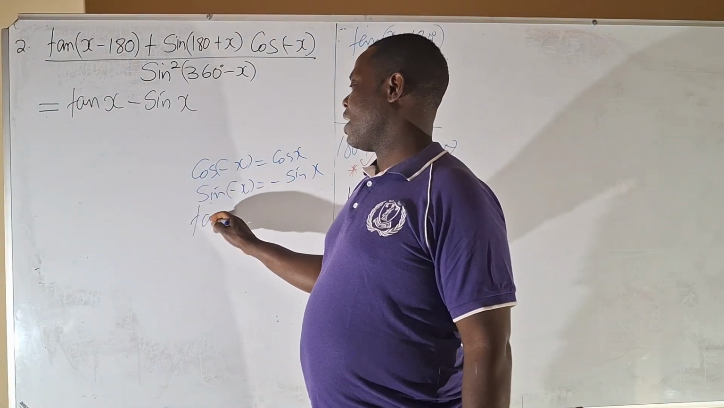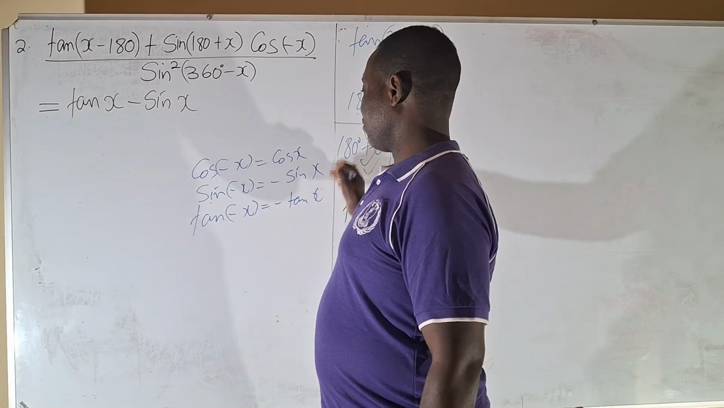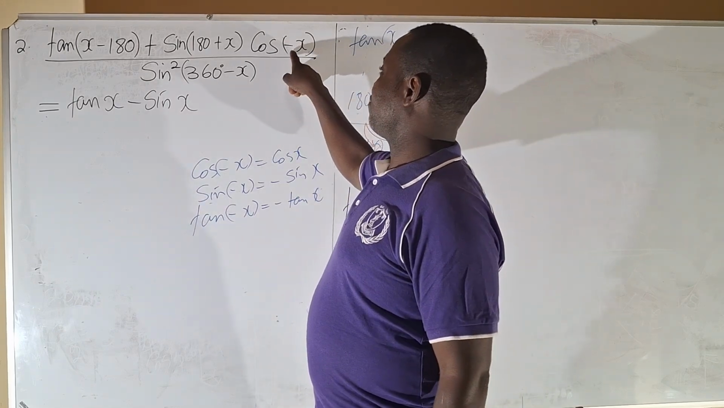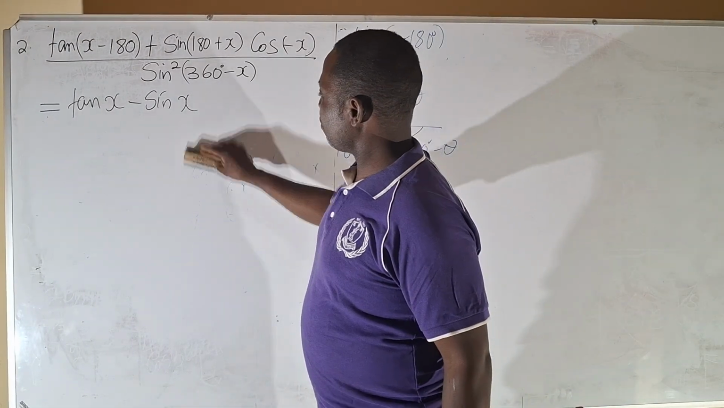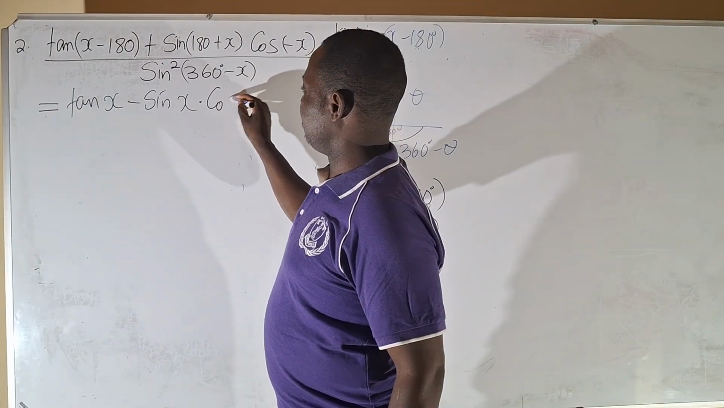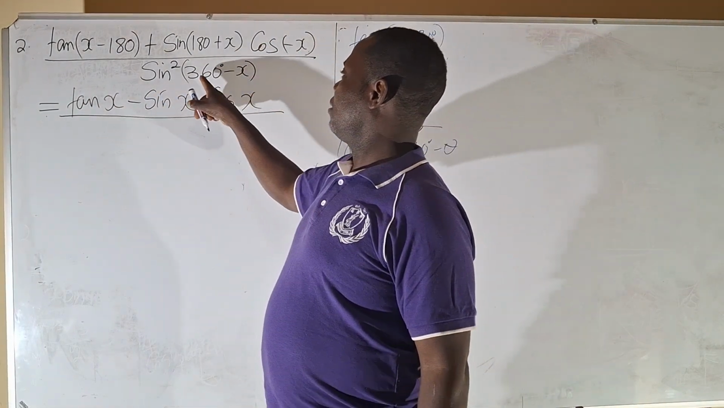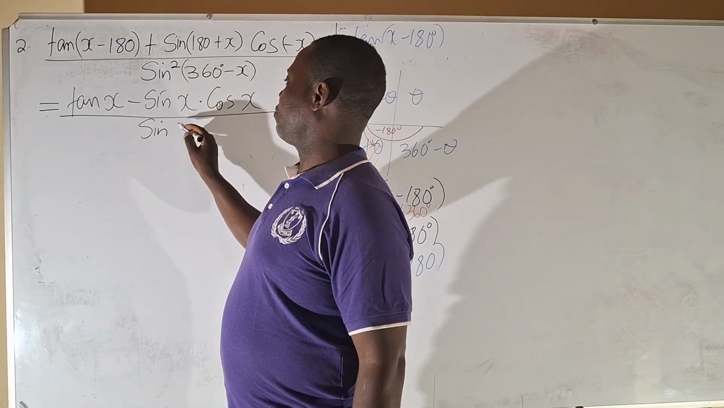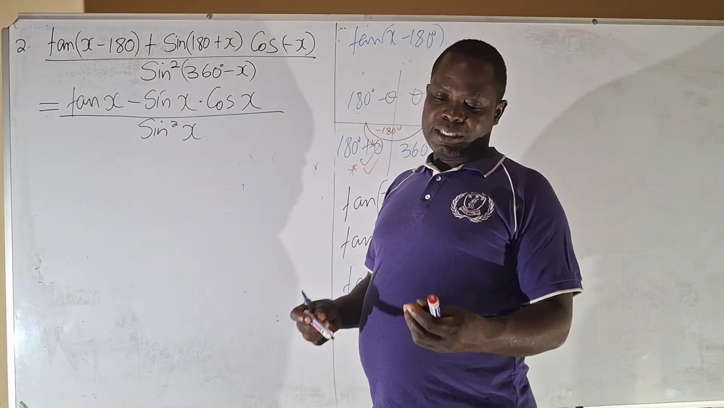The same applies to tan. The tan of negative x is equal to negative tan x because in the fourth quadrant, tan is always negative. So you need to be careful as well with those negatives. Now moving on, we can now see that the value of cos negative x is the same as cos x divided by sine 360 minus x, which is in the fourth quadrant, but because it is squared, it will be a positive sine squared x. That is my expression.